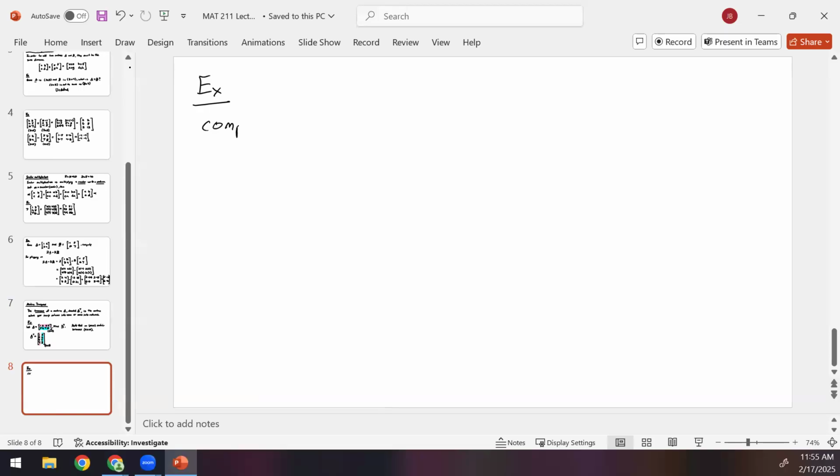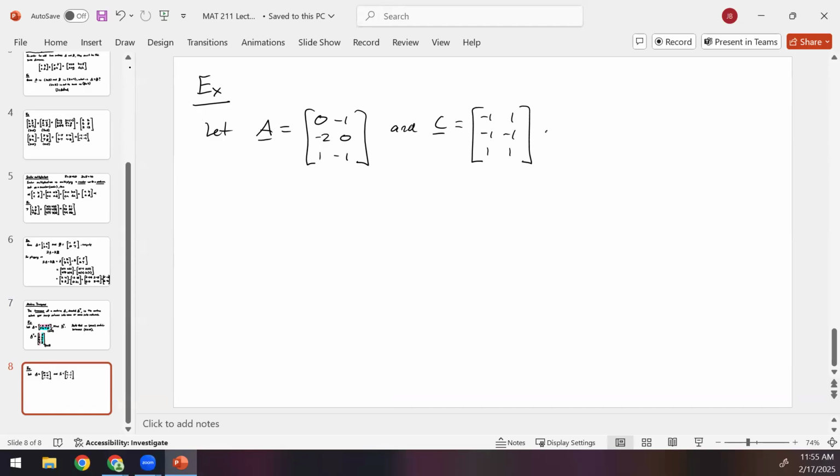So compute. Let me do it the other way around. Let A be equal to 0, -1, -2, 0, 1, -1, and C be equal to -1, 1, -1, -1, 1, 1. Compute A transpose plus 3C transpose.